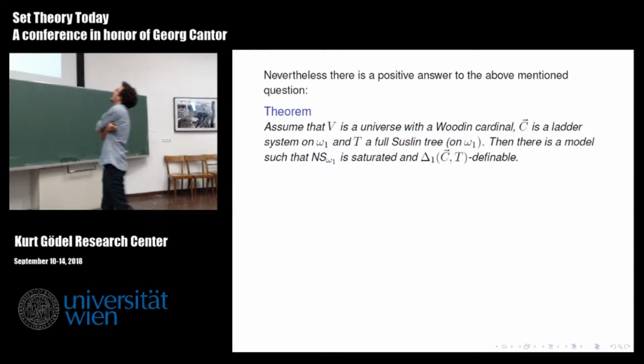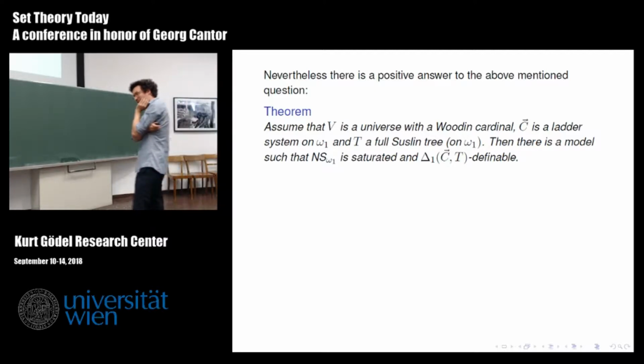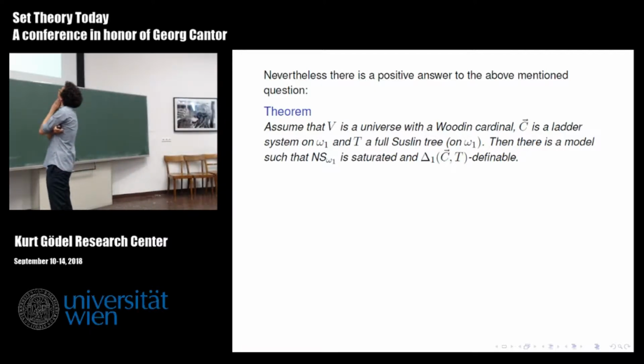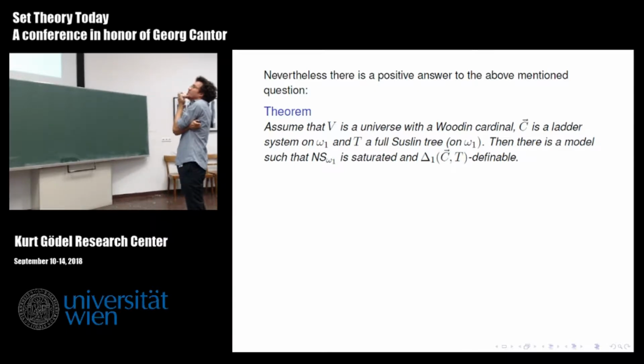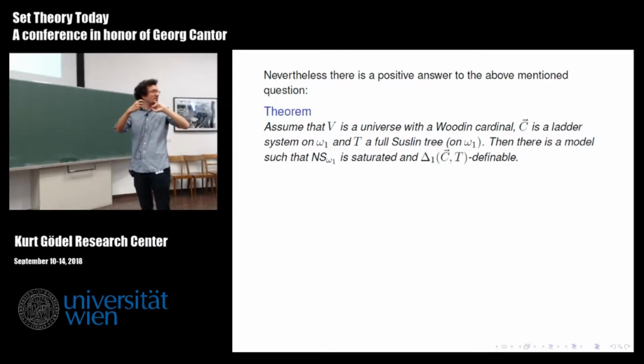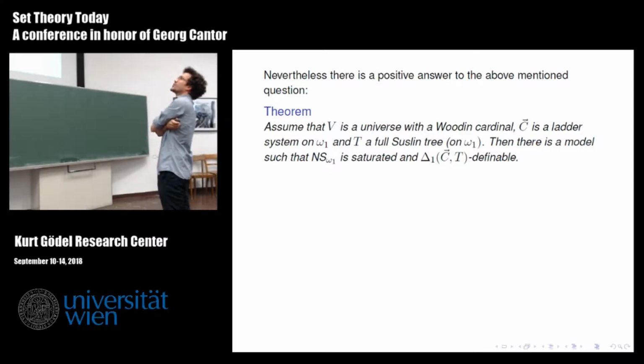Okay, but quite surprisingly, I think the above mentioned question whether we can have NS saturated and delta-1 definable has a positive answer. And this is the theorem whose proof I want to at least sketch to you today. So we can basically, as already said, assume that V is just any universe with a ladder system on omega-1. This is something we fix in advance and will be a parameter. And T a full Suslin tree on omega-1.